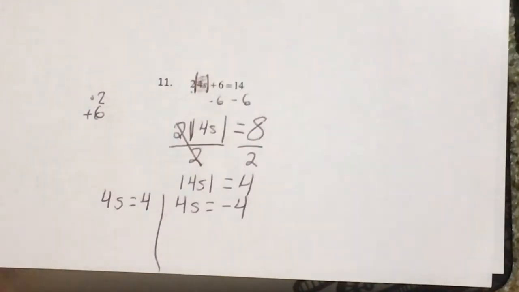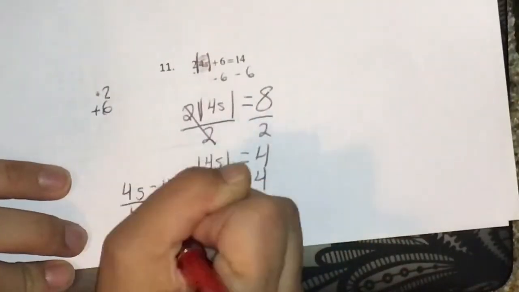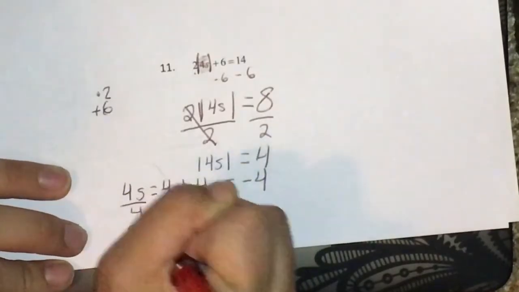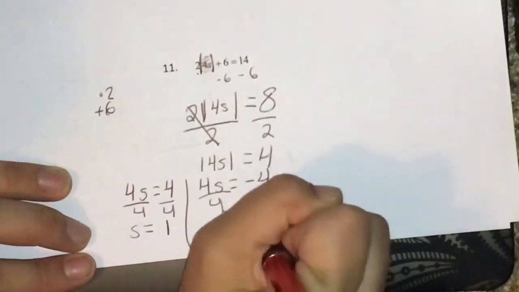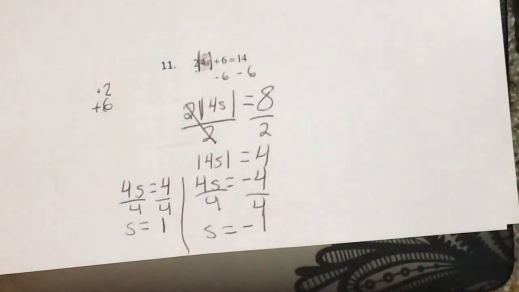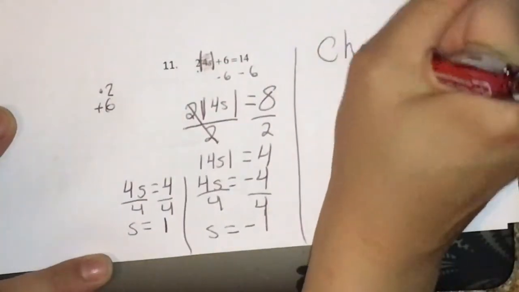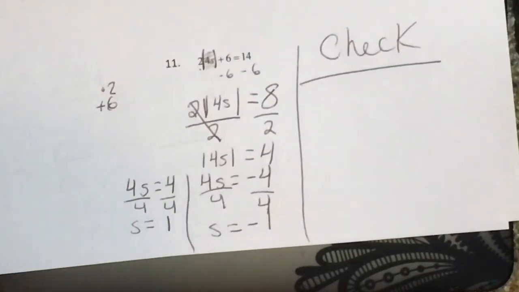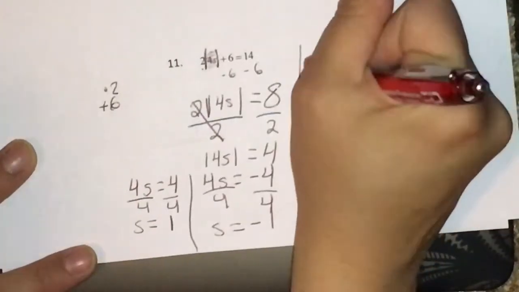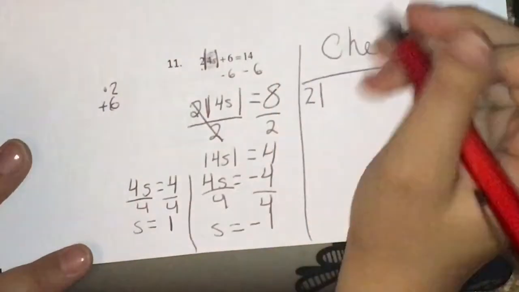Now to solve each equation. Divide by 4, and I get s is equal to 1. Divide by 4, and I get s is equal to negative 1. I am not done with this problem, even though it looks like I am, because I need to always check. I need to check and make sure that the answers I found work, because if they do not work, one of them could be considered an extraneous solution. So let's check by plugging it into the original.